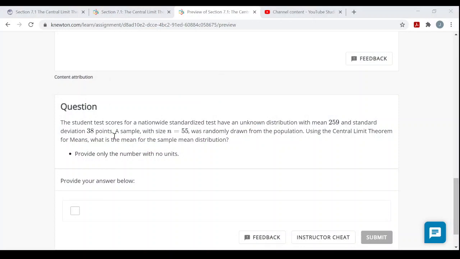So again, I'll read through. The student test scores have an unknown distribution, so you don't know if they're normal or not, but it doesn't matter because the sample size is greater than or equal to 30. The larger the sample size you take, the closer the distribution of the means will be to being normal. That's what the central limit theorem states. The distribution of the original population has a mean of 259 and a standard deviation of 38, and I'm pulling samples of size 55. It asks, what is the mean for the sample mean distribution?